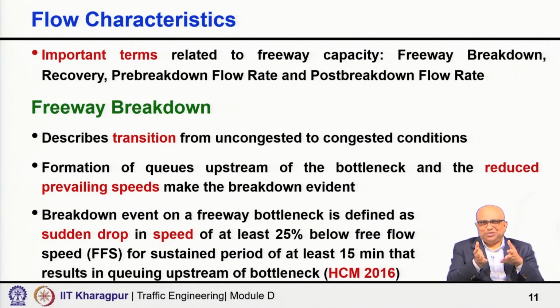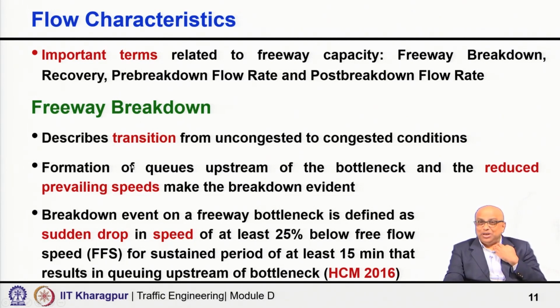The traffic flow is increasing, say from early morning. At a certain point, the bottleneck starts forming and the operation is changing from steady state to forced flow or unstable condition. So, when the transition is happening from uncongested to congested condition, or to forced flow condition, that transition, where the flow state is changing, is what we call a freeway breakdown.